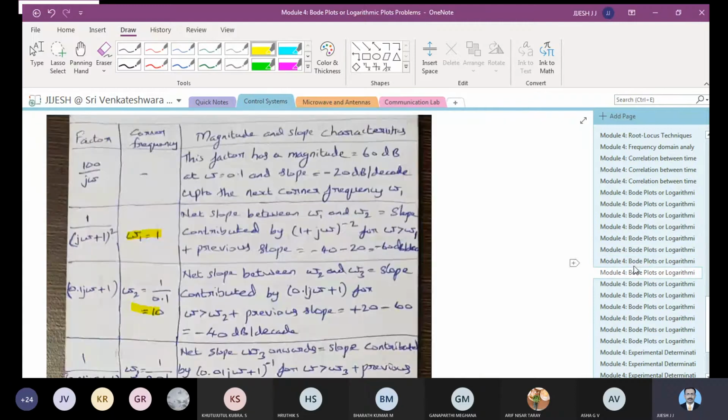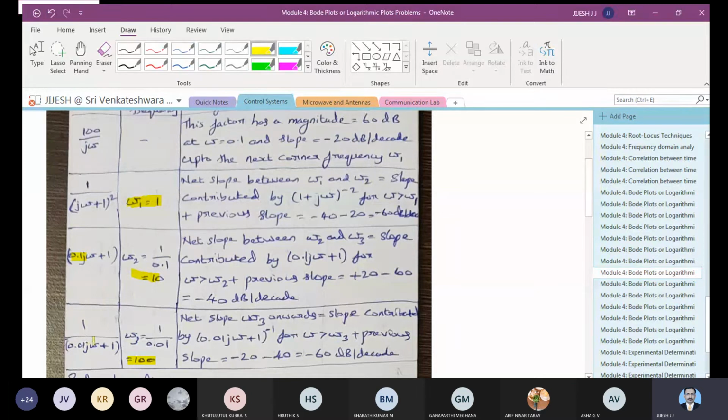What we have to do here is find the corner frequency. For each of the three terms we have to find the corner frequency. What is the first term? You get 1 by j omega, so omega is equal to 1. Here it is 0.1 j omega, so you will get omega 2 equal to 10, and here it is 0.01 j omega, where you will get 100. So you get 1, 10 and 100, which is in ascending order.